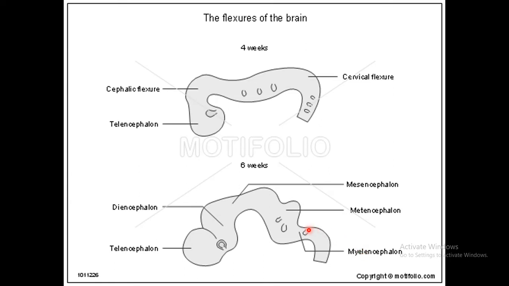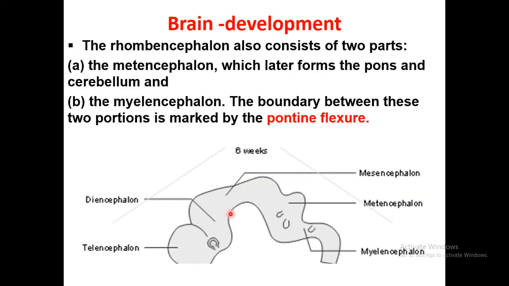Metencephalon and myelencephalon, one flexure is present over here. Now, in the development of the brain, the rhombencephalon, meaning the hindbrain, consists of two parts, metencephalon and myelencephalon. This is the metencephalon and this is the myelencephalon. The metencephalon gives rise to the pons and cerebellum, while the myelencephalon gives rise to the medulla, and the flexure between these two parts is known as the pontine flexure.